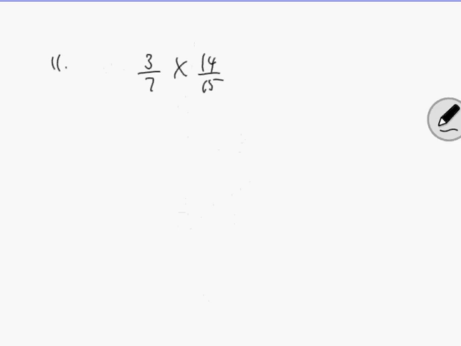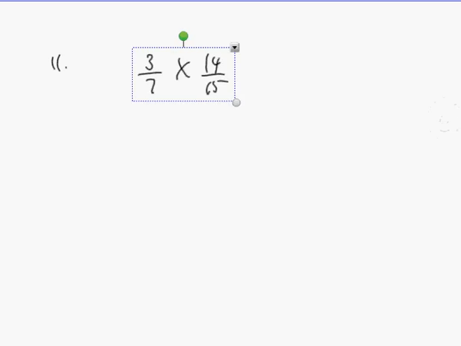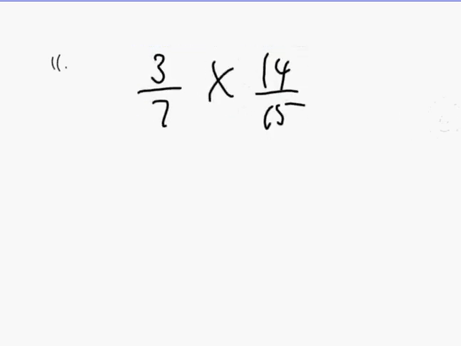Question 11 is 3 over 7 multiplied by 14 over 15. This was a good example of when you should cross reduce. If I think about cross reducing, 3 over 15 will become 1 over 5, and 14 over 7 will become 2 over 1. And now when I multiply my numerators and denominators, I'm going to get 2 over 5, which is my answer. But if I didn't cross reduce, it still works out all right. You don't have to cross reduce.